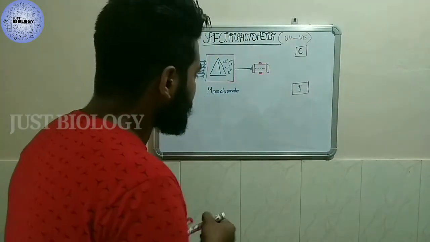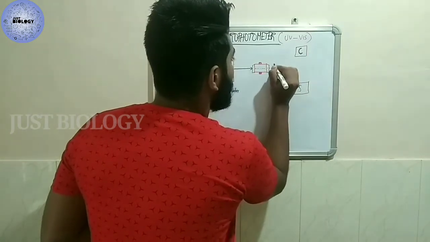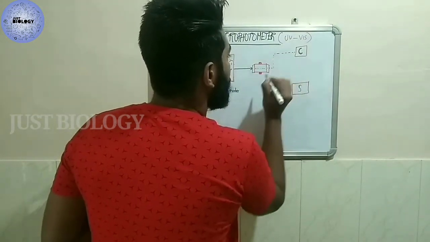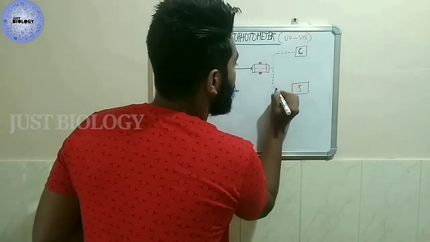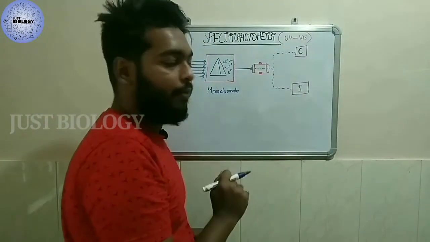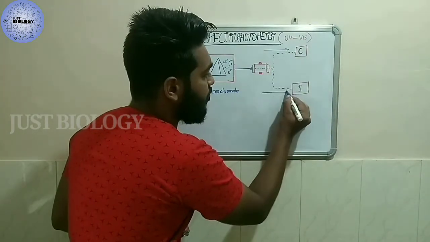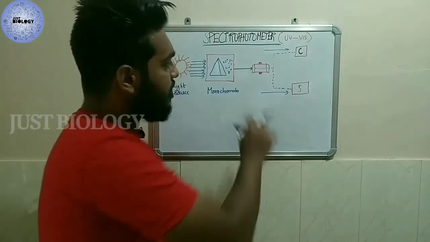So here we draw like this. The light which passes through this area and the light which passes through this area also. So here this is the scenario. The light which passes through the control and the light which passes through the sample. Actually this is the process.